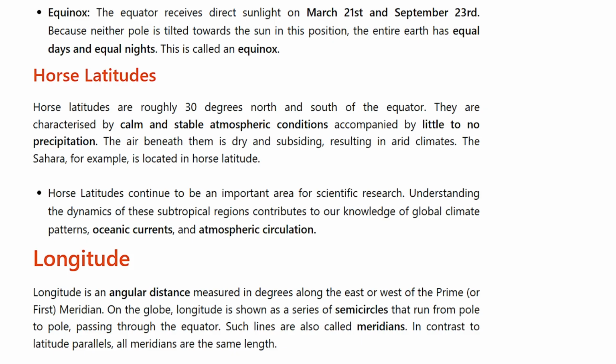Longitude. Longitude is an angular distance measured in degrees east or west of the prime or first meridian. On the globe, longitude is shown as a series of semicircles that run from pole to pole, passing through the equator. Such lines are also called meridians. In contrast to latitude parallels, all meridians are the same length.